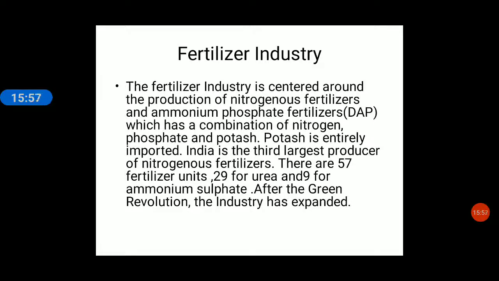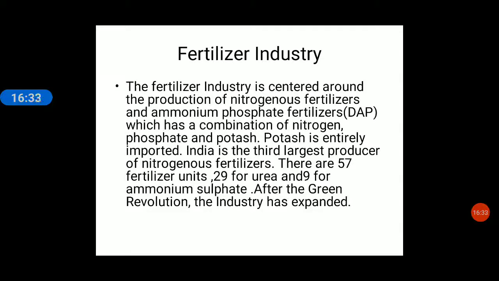So it is centered around the production of nitrogenous fertilizers. In India, we produce what? Nitrogenous fertilizers and ammonium phosphate fertilizers, that is DAP, which has a combination of nitrogen, phosphate and potash. Now potash is entirely imported. Yes, we do not have it. So what we do? We import. And when we import, we have to pay large sums of money for it. Right? That means the cost of the fertilizer would be more because we are importing potash.